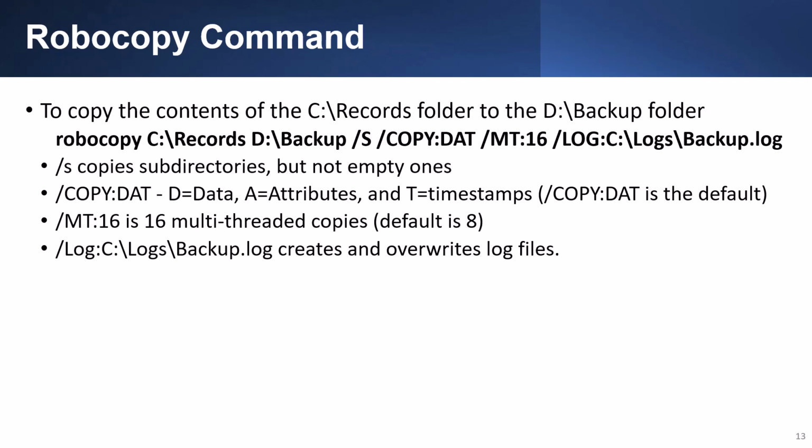/copy:dat. Dat is short for D equals data, A equals attributes, and T equals timestamps. /copy:dat is the default. /mt:16 is 16 multi-threaded copies. The default is 8. /log c:/logs/backup.log creates and overwrites log files.